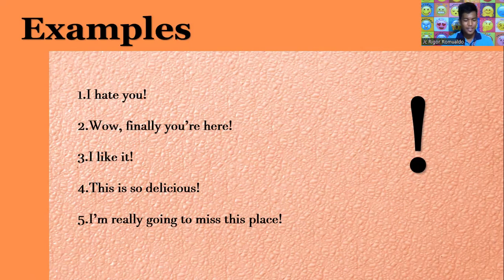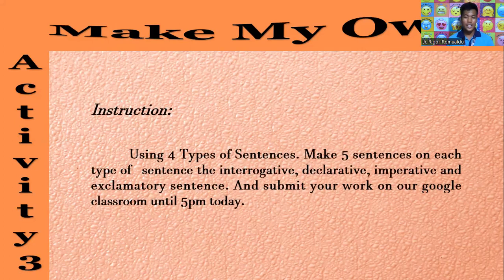four types of sentences, let's proceed to our activity number 3, which is entitled Make My Own. So the reason why I asked you for some examples of those four types of sentences is because of this activity. Let me read the instruction. Using the four types of sentences, make 5 sentences on each type: the interrogative, declarative, imperative, and exclamatory sentence.